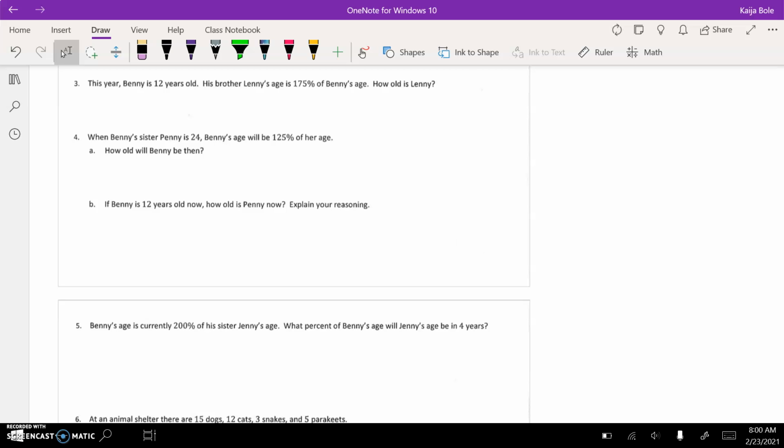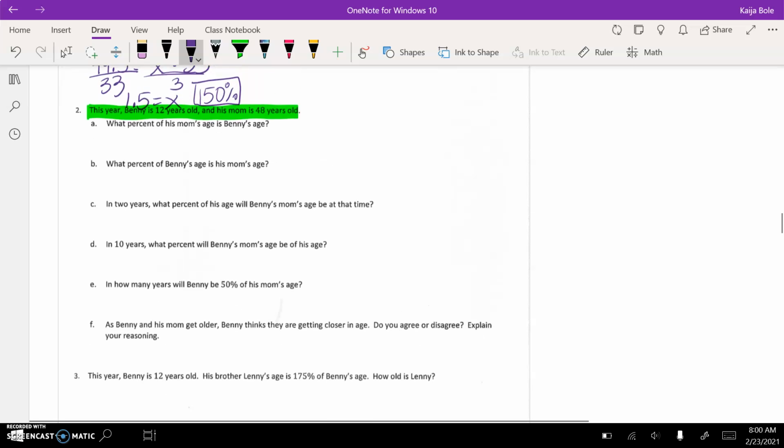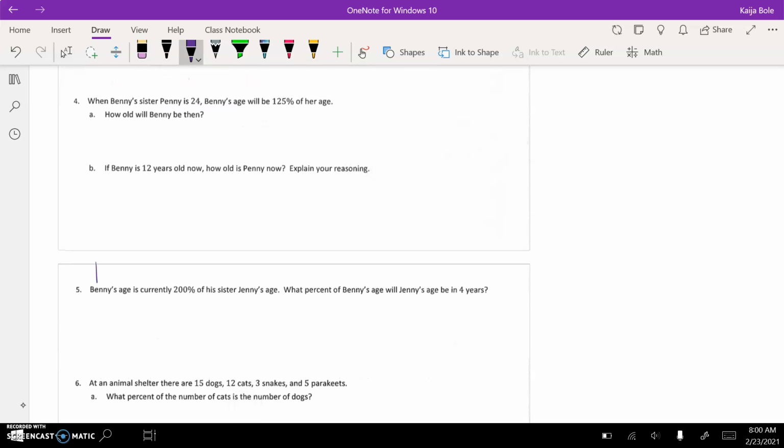On the back side, now on number 5, Benny's age is currently 200% of his sister Jenny's age. What percent of Benny's age will Jenny's age be in 4 years? This is another one, okay? It's still referring back to that original question. So Benny is currently 12, so you might want to write that at the top. Benny is currently 12, and then from there you're going to keep going from that. Okay? So that'll be kind of a two-parter. You have to find Jenny's current age first, and then you can actually answer the question.